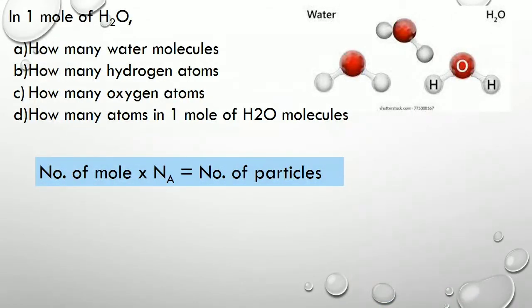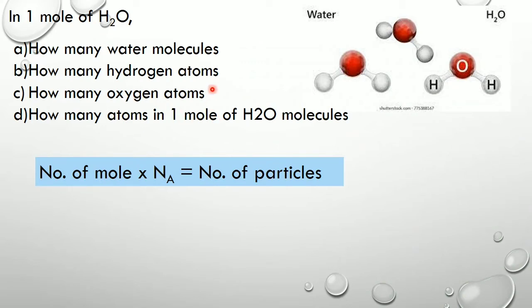Now let's look at an example question with 1 mole of water molecules. Based on the diagram, we can see 1 mole of water molecules is made of 2 hydrogen atoms and 1 oxygen atom, and H2O is a molecule. The first question: how many water molecules, how many hydrogen atoms, how many oxygen atoms, and how many atoms are in 1 mole of H2O molecules?